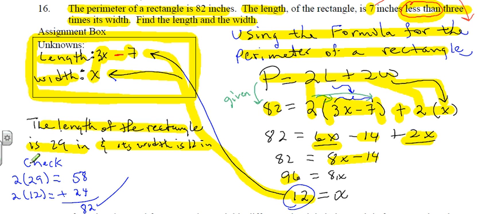Let's do the check on this. I can check this by using this formula here. So I go 2 times the length. 2 times 29 is 58. 2 times the width, 2 times 12, is 24. Sum these up. 58 plus 24 turns out to be 82, and it checks out.